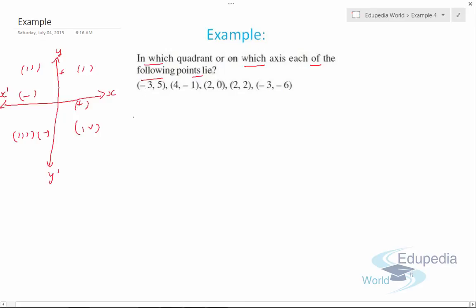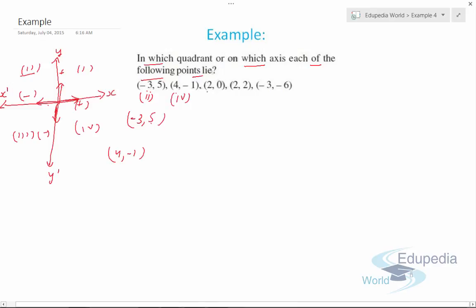So we have to tell in which quadrant or on which axis the following points lie. The first point is (-3, 5). So -3 means x is in a negative direction and +5 means y is in a positive direction. So clearly the point lies in the second quadrant. Now the next point is (4, -1). So x is in a positive direction and y is in a negative direction. So clearly we can see the point lies in the fourth quadrant.